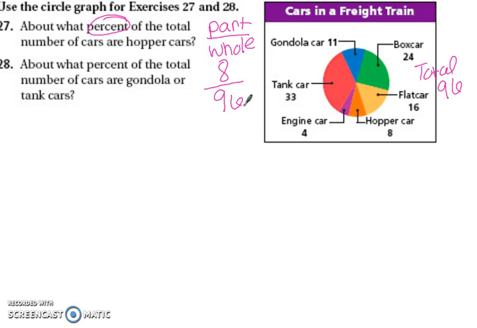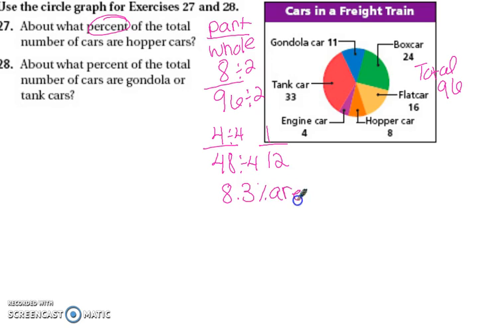So 8 over 96. Now I need to simplify my fraction. They're both even, so I'm going to divide them both by 2, and I get 4 over 48. They're both now divisible by 4, and I get 1 over 12. So it's 1/12. Then let's make that a percent. 1 divided by 12 is 0.083, so it's 8.3% hopper cars in the freight train.